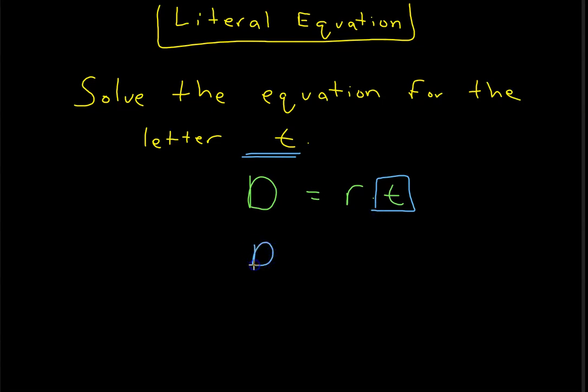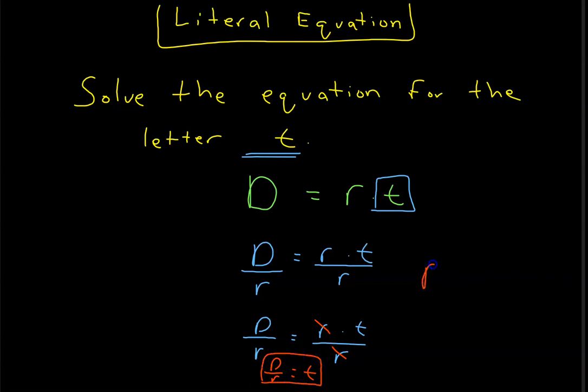So I'm going to rewrite this equation. R times t. I'm going to divide this side by the letter r, divide this side by the letter r. The reason why I'm going to divide both sides by the letter r is because if I divide this by the letter r, these r's cancel. So this r and that r cancel to be 1. And my answer is d over r is equal to t.